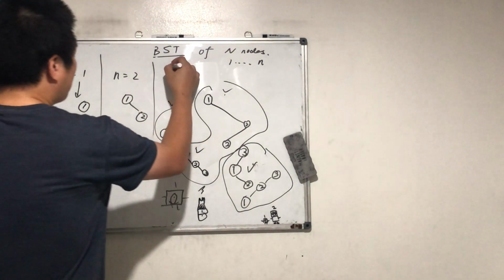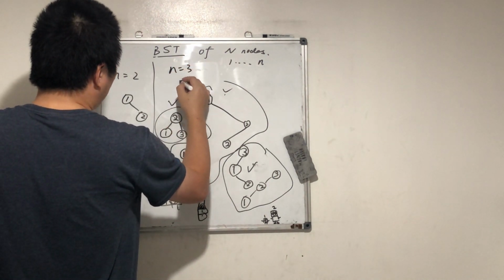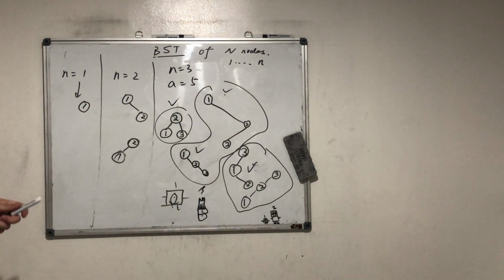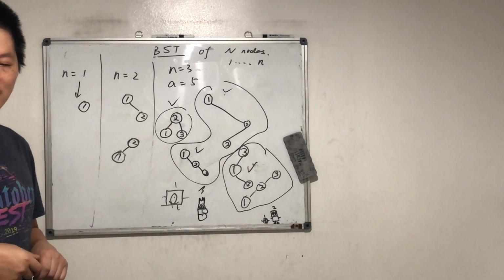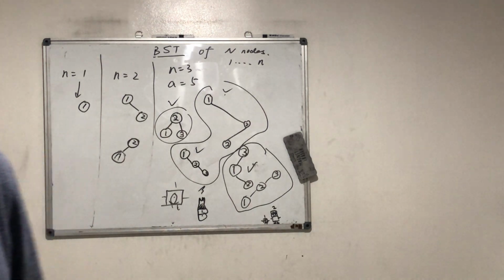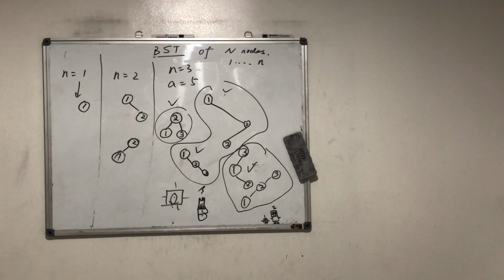So when n equals 3, we got 5 as the answer. Do you have any idea how we count? We count using a counter. Using a counter based on what? How do we count? With dynamic programming. Yes, with dynamic programming, but you need to tell me how.